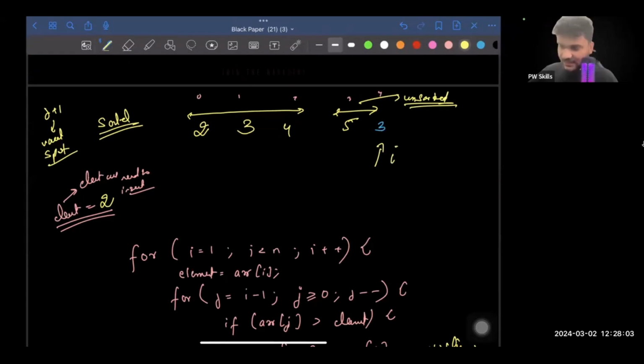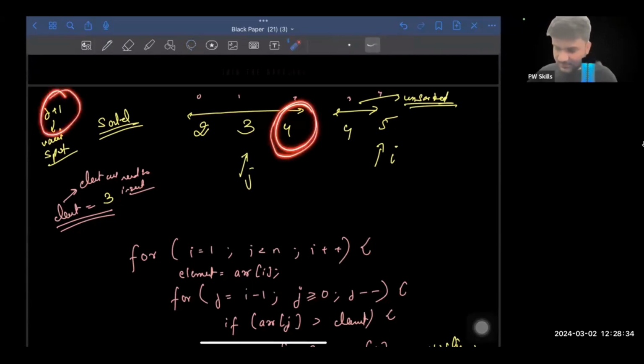In the last iteration, i is again at 3. So element is 3. Now let's take a look again. j is at 5. Is 5 greater than 3? Yes, it is. So you shift 5 to the right. 5 comes here, and j minus minus. Is 4 greater than 3? Yes, it is. So you shift 4 to the right, and you do j minus minus.